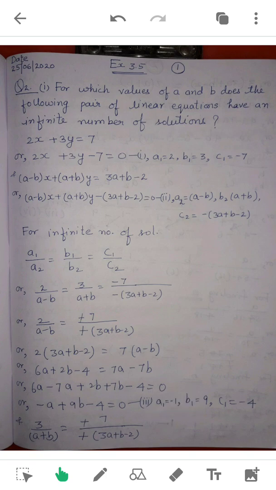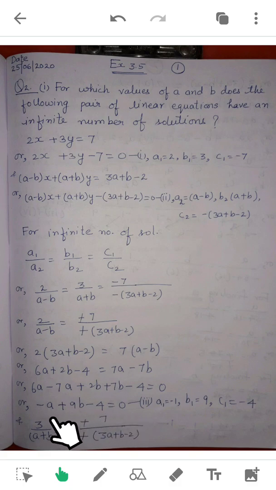We'll solve the terms having the same variable now. 6a minus 7a is minus a, as 7 is the greater number before the negative sign. Now 2b plus 7b, when we add them, we get 9b. Minus 4 is equal to 0.